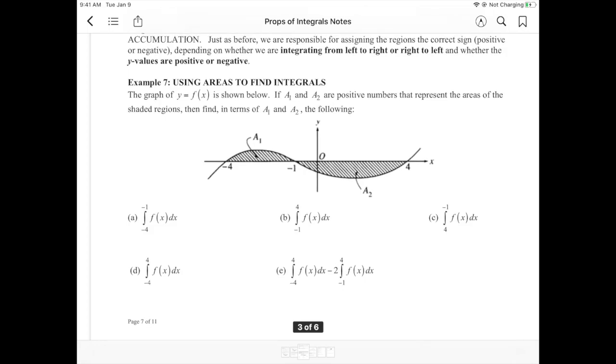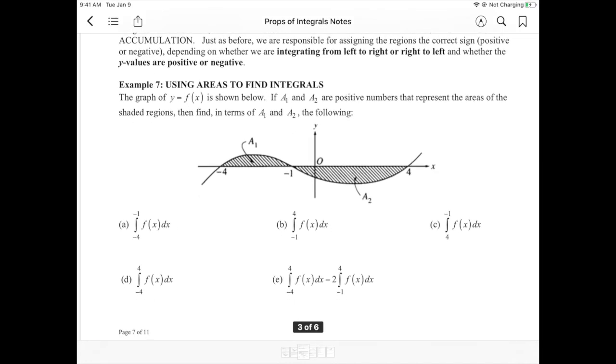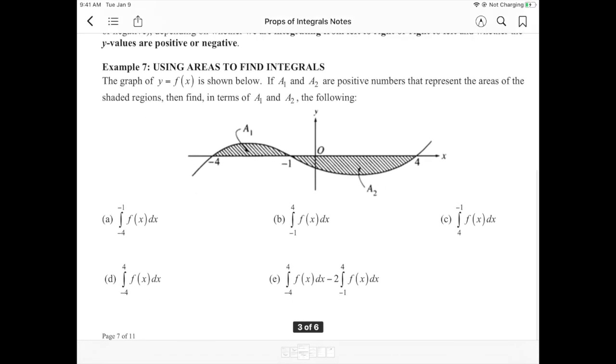We're going to skip to example 7. Okay, so let's say I have this function f. So this curve here is f of x. And from my curve, I can see that from -4 to -1, I get this A1, area 1. And then from -1 to 4, I get this area 2. So we are just going to practice determining whether values will be positive or whether values will be negative.